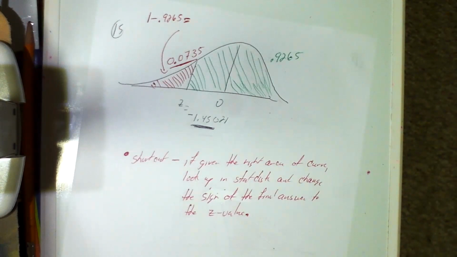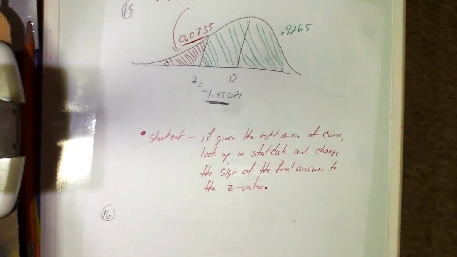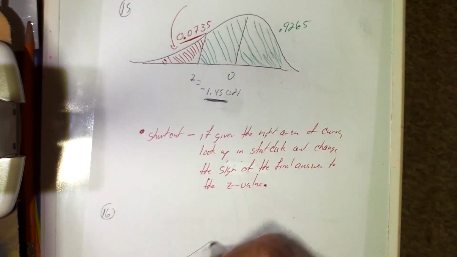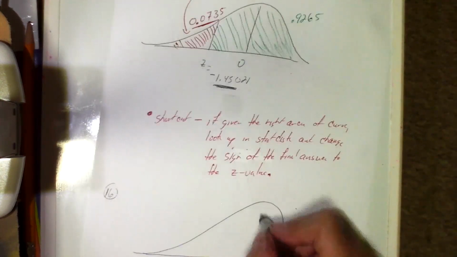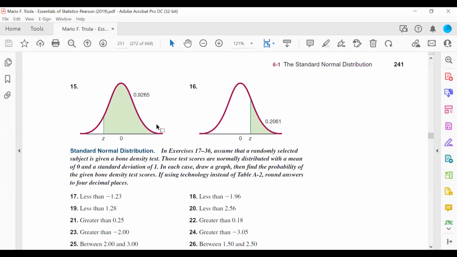And let's see if it works. Let's do 16 and see if the shortcut works. Okay, so if you look at 16, which area is shaded? Is it shaded on the left or the right of the z? Let's check it out. It's shaded to the right. I'm just gonna type it in. Why not? I just gotta remember, if it's on the right, I gotta look it up and then change the sign.